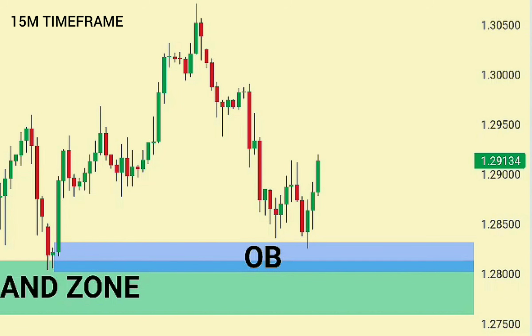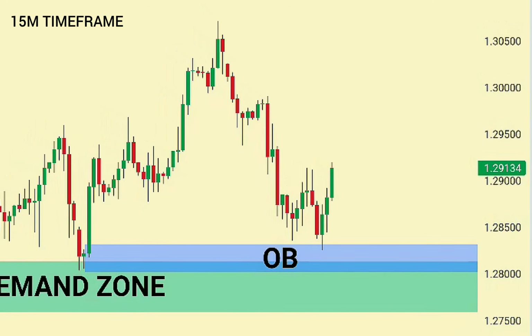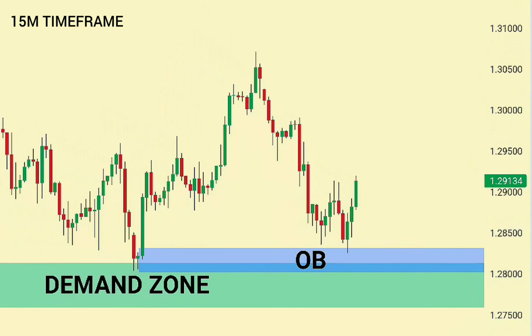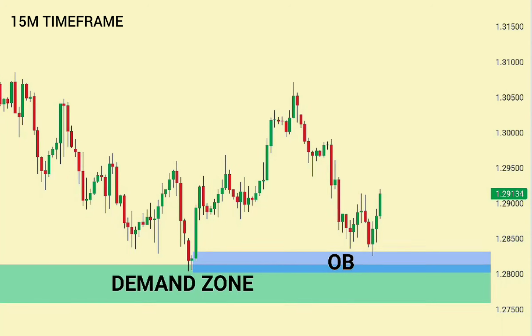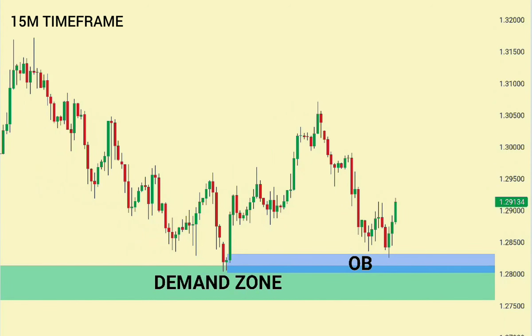We let price react first and watch whether buyers are actually stepping back into the market. If the market respects the order block, it will leave clear clues that buying pressure is returning. Our goal isn't to be the first person in the trade. Our goal is to enter only after the market gives us enough confidence that our trading idea is valid. And that's exactly the confirmation we'll look for in the next step.